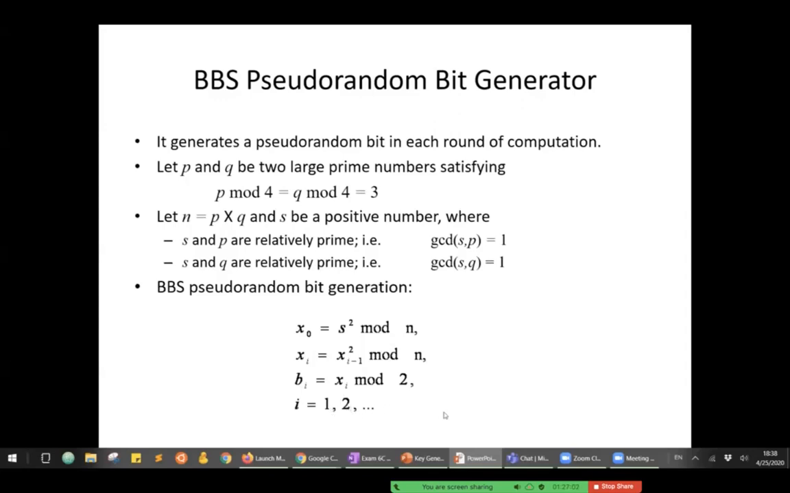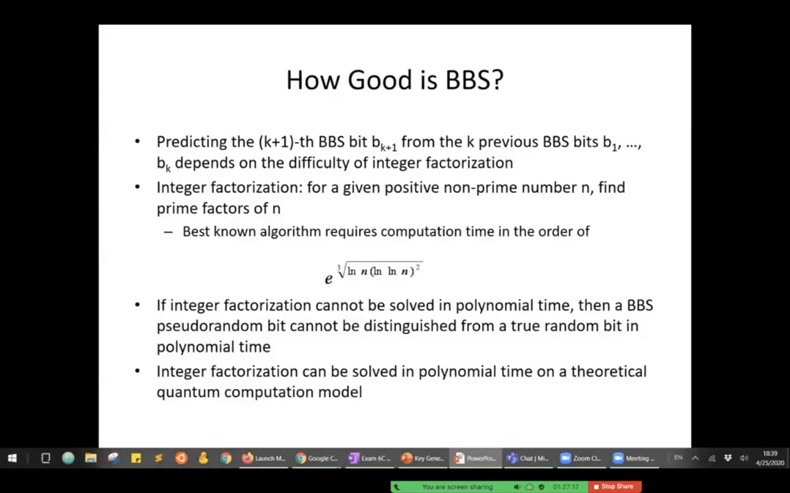So that is how a random bit would be generated. Now this is a pseudo-random bit. It is not truly random. It is pseudo-random. Okay.